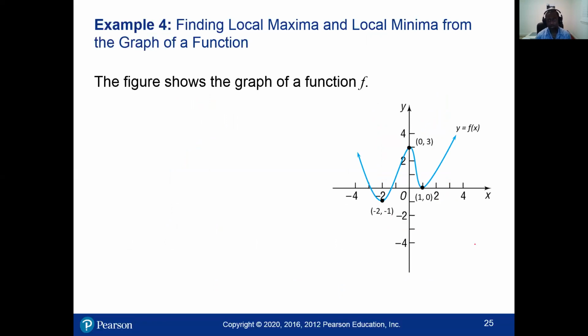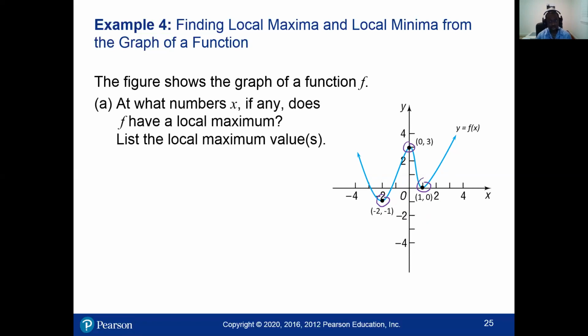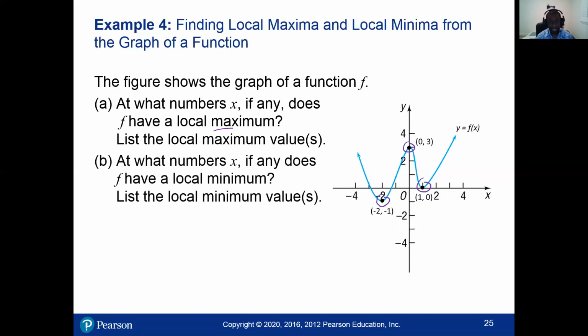Okay, here is an example. It says that we should find the local maximum and local minimum from the graph given. Now notice, look at these points. I want you to know that we'll talk about it. It says: at what numbers x, if any, does f have a local maximum? Then list the local maximum value or values. And then B, at what numbers x, if any, does the function f have a local minimum? And then we have to list them.